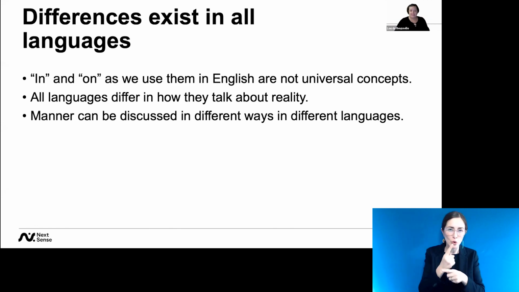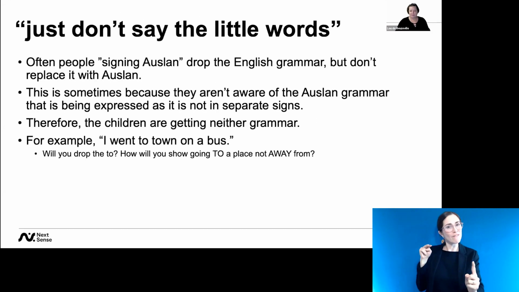So the point of this is that in and on, as we use them in English, are not universal concepts. All languages differ with how they break up the world and talk about the world. Manner can be discussed in different ways. And it's not that there isn't grammar because Auslan's not using those signs. It's that it's a different type of grammar. It shows the world in a really different way, like all languages do.